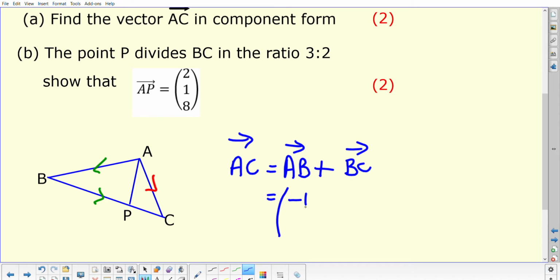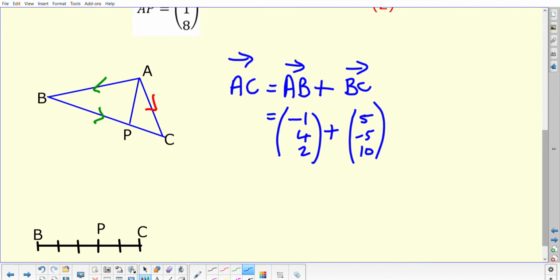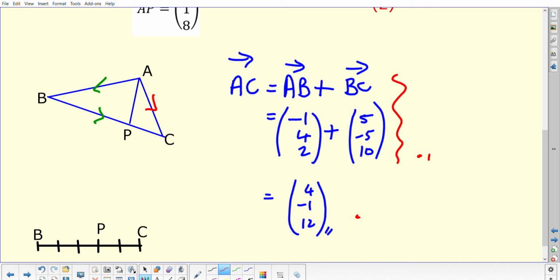vector addition. So your A to B was -1, 4, 2, and you're adding your B to C, which is 5, -5, 10, and that would have given you that A to C was therefore equal to 4, -1, 12. So that's the part A. So you'd get a mark for having recognised the journey was basically these two things added together, and the second mark would be for correctly adding them together.